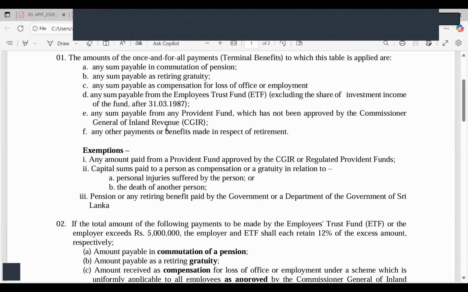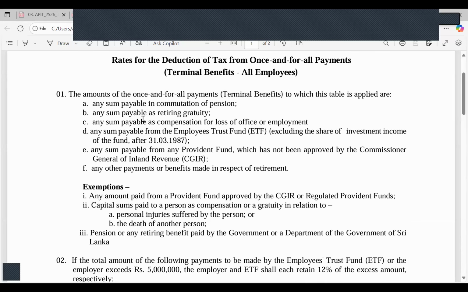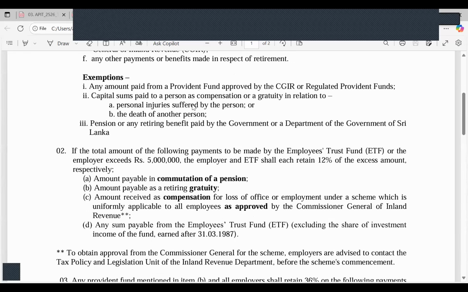Then capital sum paid for the injury, personal injury or death of another person, that is also exempt. Pension, government pension also exempt. So that kind of income is not included here. All other income should be considered for tax purposes. But some income provided under A to F is taxable. Some are under a concessionary rate, some are under the normal tax rate.